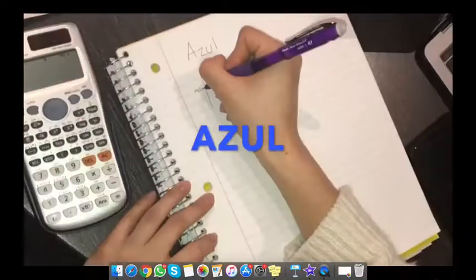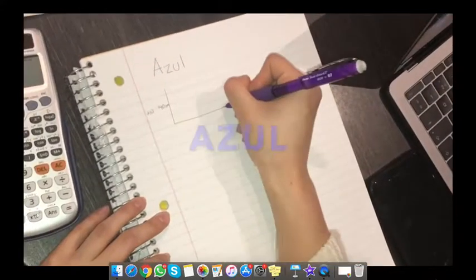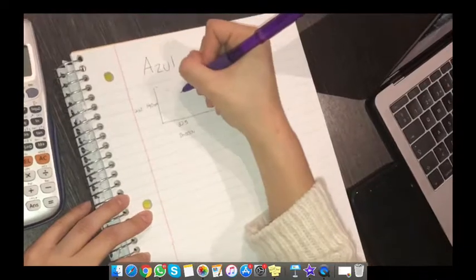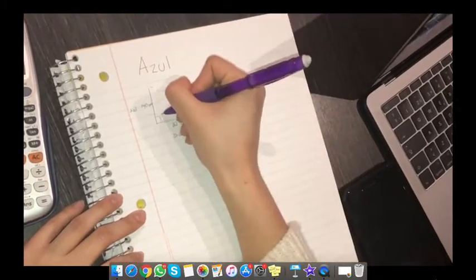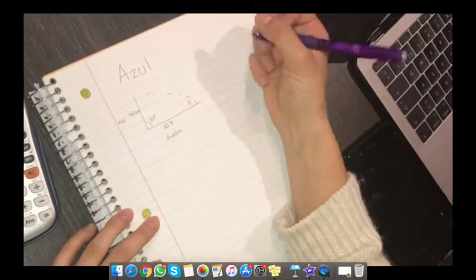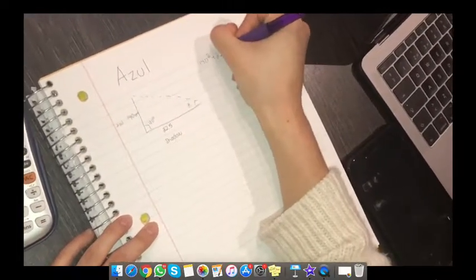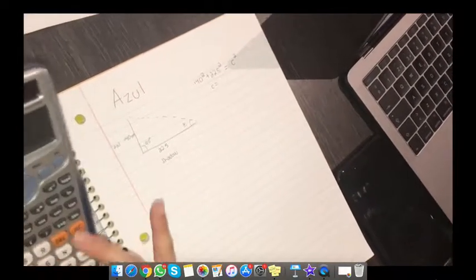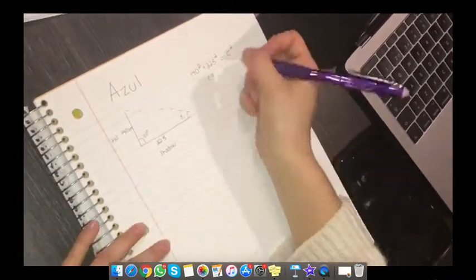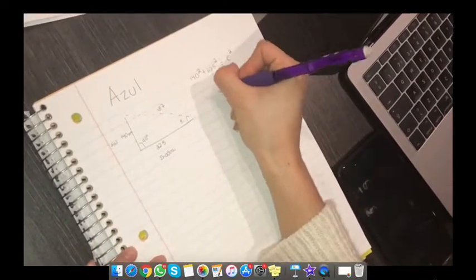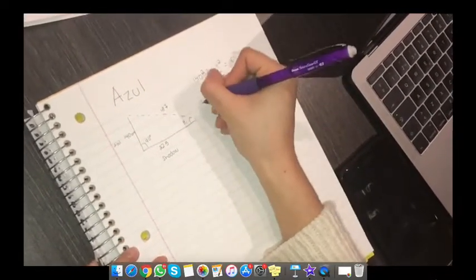To do this procedure, first I started with my measurements, which were 140 centimeters, then the shadow, which was 225 centimeters. Then, by using the Pythagorean theorem formula, I got the hypotenuse. So I did 140 squared plus 225 squared equals c squared, and then I took the square root, and I got 187 centimeters, which is the hypotenuse.